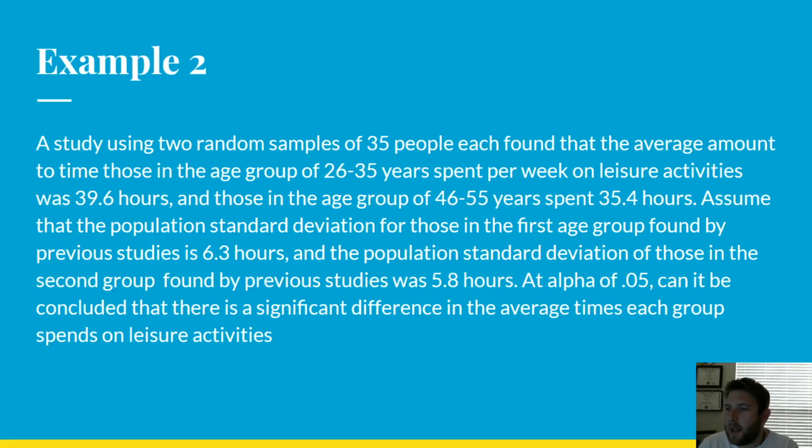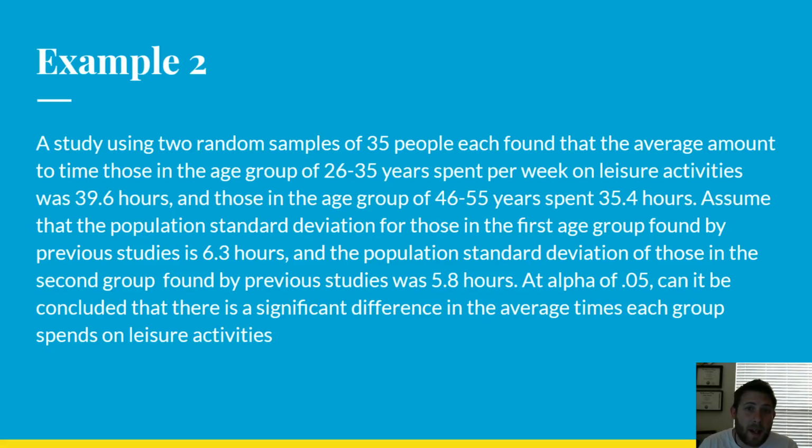Okay, so a study using 2 random samples of 35 people found that the average amount of time that those age groups, 26 to 35 years, spent per week on leisure activities was 39.6 hours. And those in the age group of 46 to 55 years spent 35.4 hours. Assume the population standard deviation for those in the first age group, found by previous studies, was 6.3 hours, and the population standard deviation of those in the second group, found by previous studies, was 5.8 hours. At an alpha of 0.05, can it be concluded that there is a significant difference in the average time each age group spends on leisure activities?